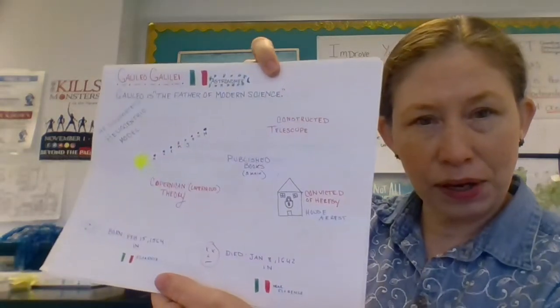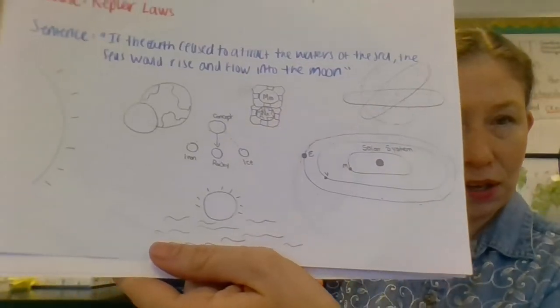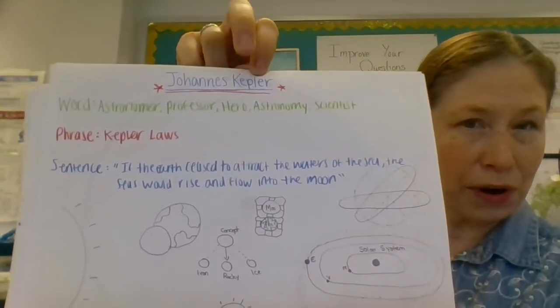Here's another example here. This is Galileo. So they put in some different pictures about the solar system. They put in the Italian flag because he's Italian. They had their phrases. And so here's another example here. You can see the words that they use. They put different pictures on it. They put Kepler's name up at the top.